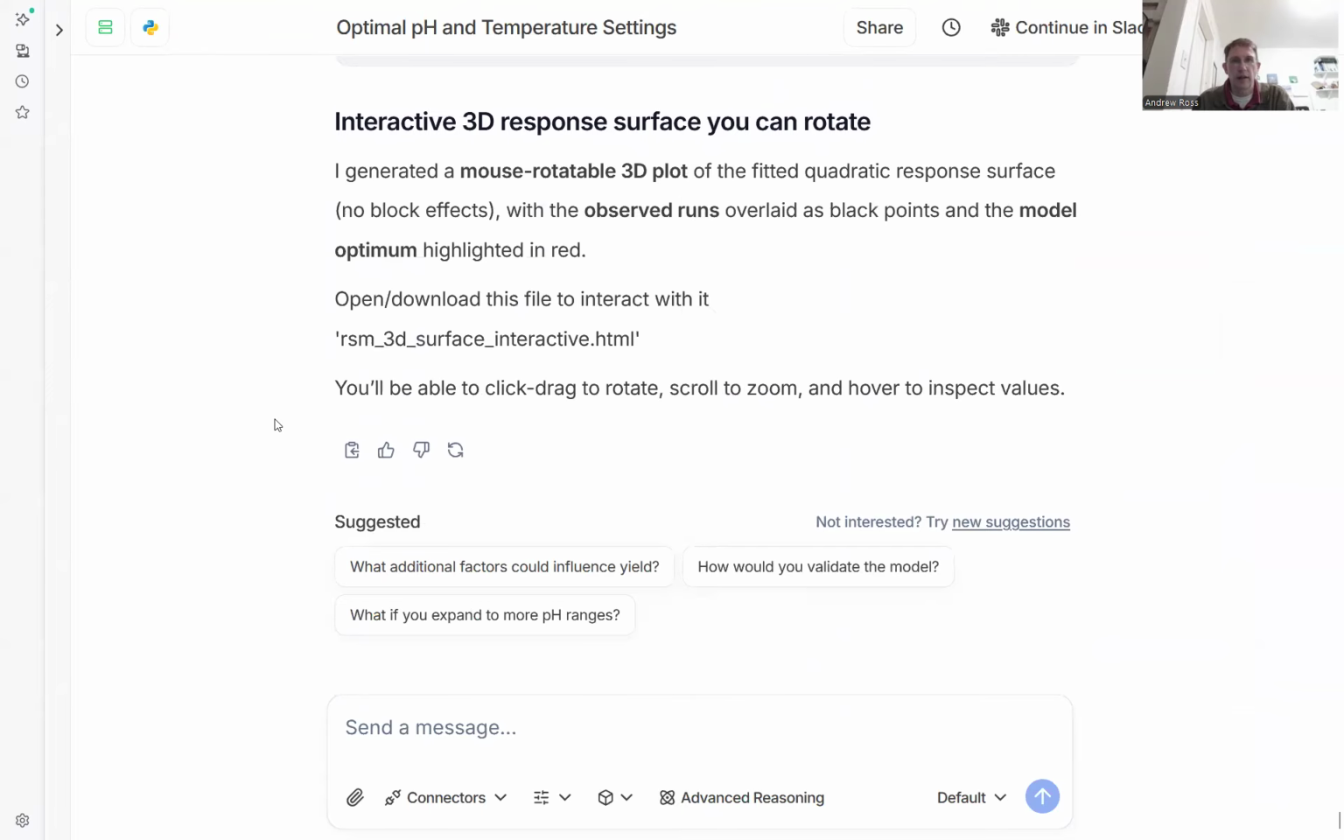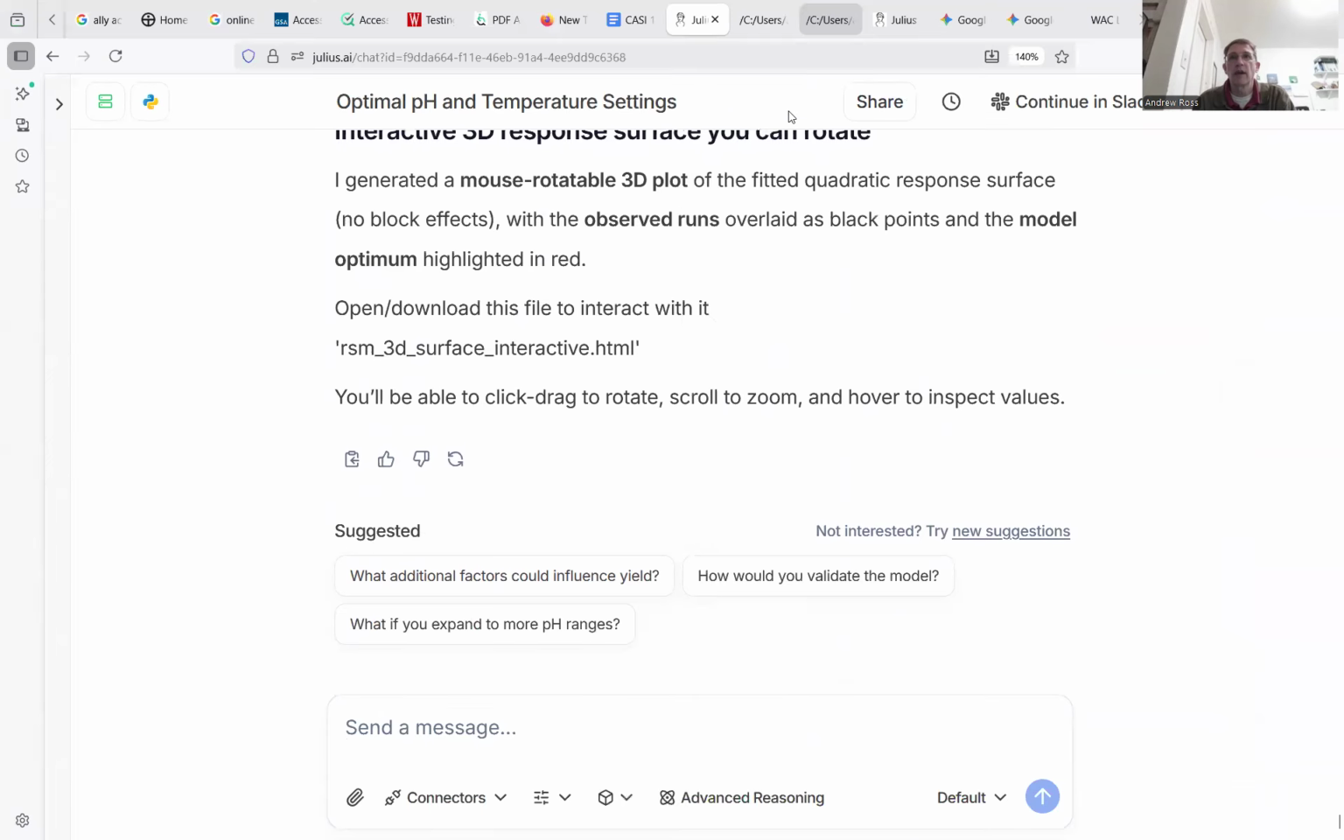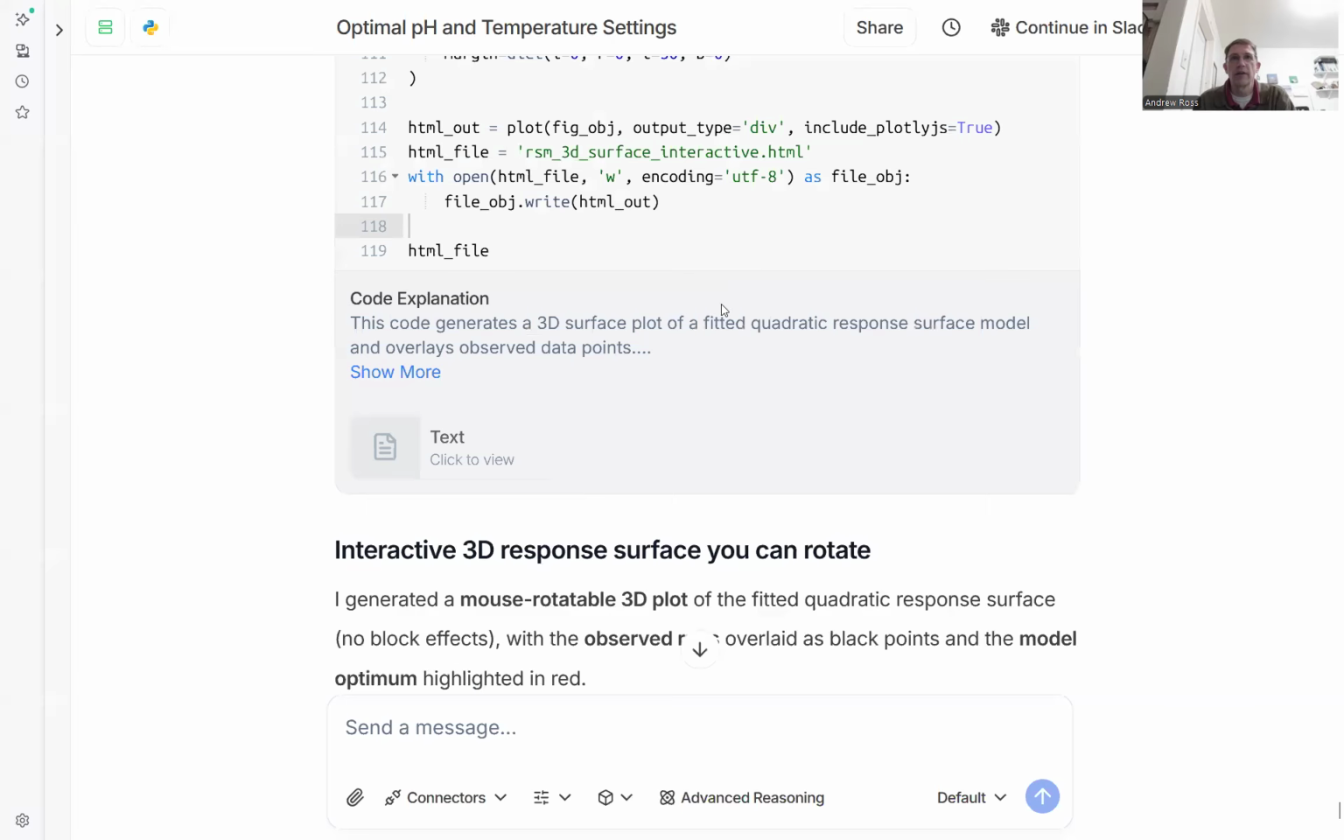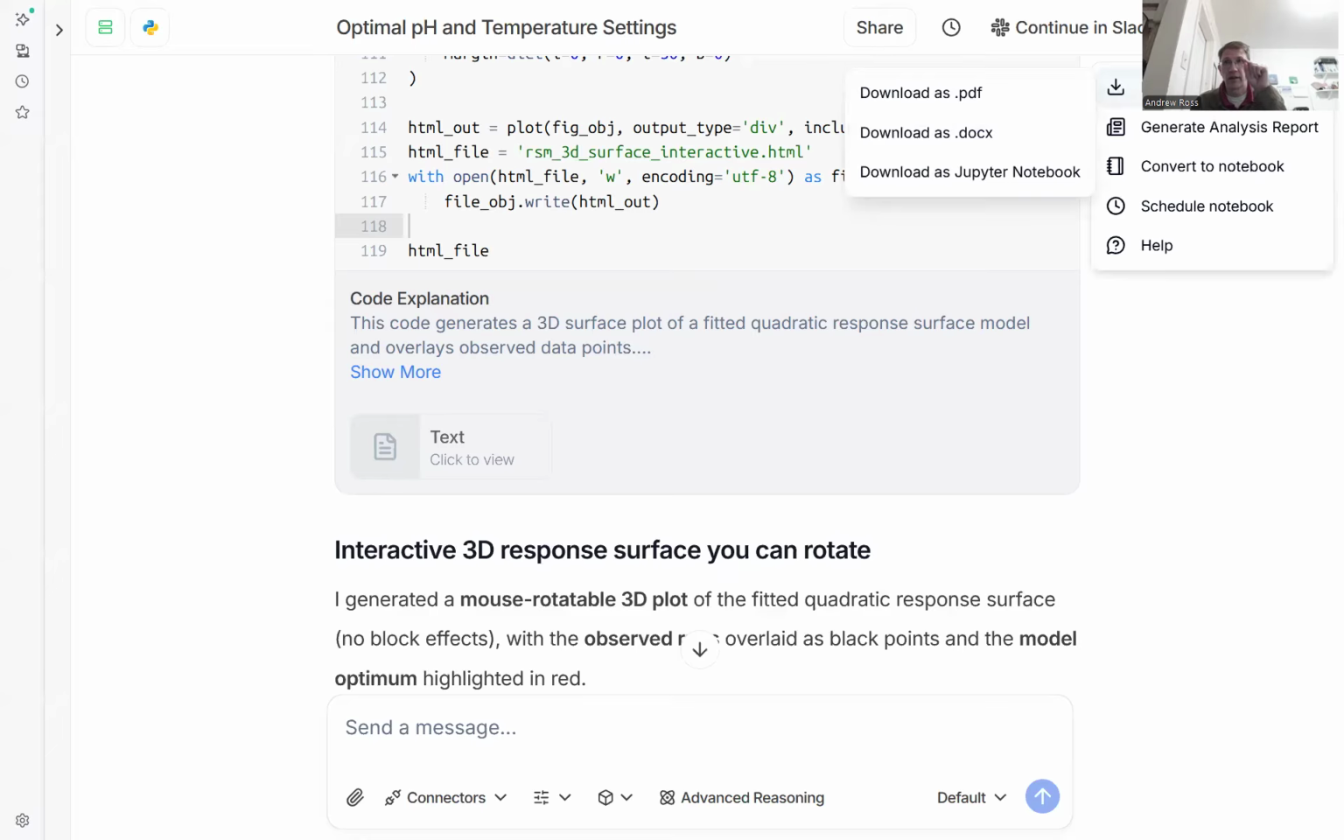So that's that. And once you're done with a chat with Julius, it'd be good to save it. There is this generate analysis report thing, which might be good in some cases, but it doesn't show the prompts you gave and the code. It's more a summary of the whole thing. So what I'm asking you to do for your homework is use these three dots here and say download as docx, that's a Microsoft Word file, and then upload that as part of your homework submission.